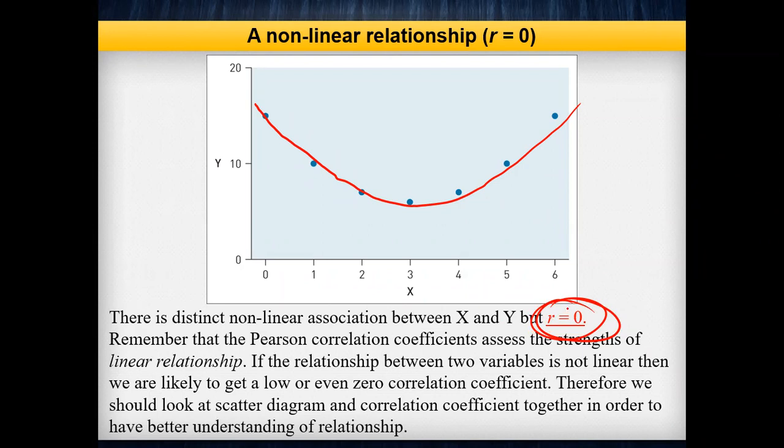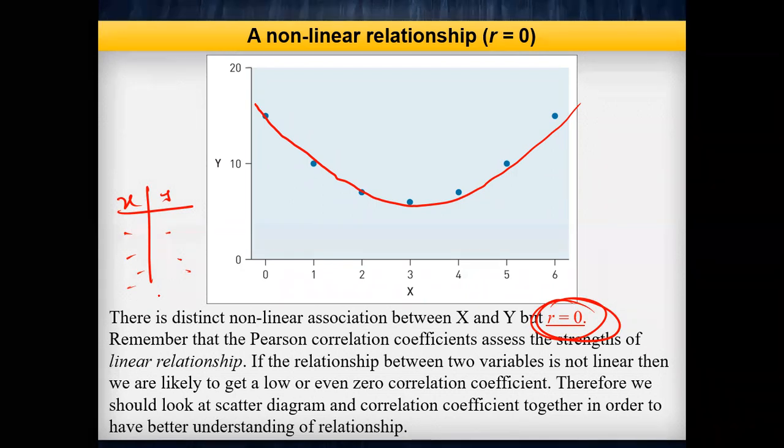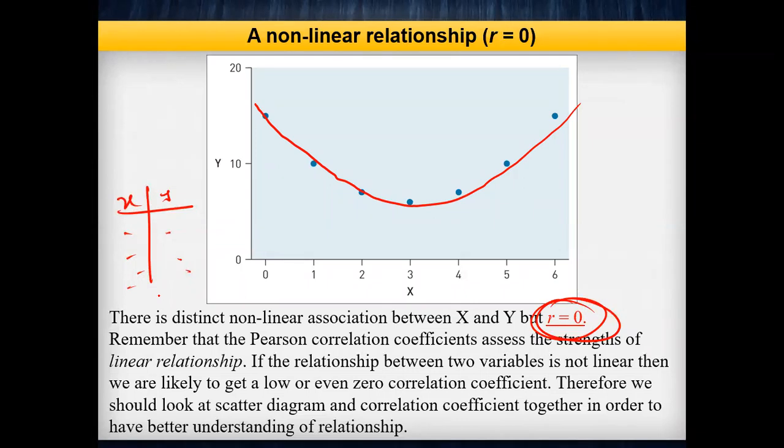Okay, so if you have data like this, a table of x and y, and you calculate just the Pearson correlation coefficient and say that there is no relationship between x and y, your answer will be wrong. You have to look at the scatter diagram and then you will tell that there is a non-linear, u-shaped relationship between x and y.